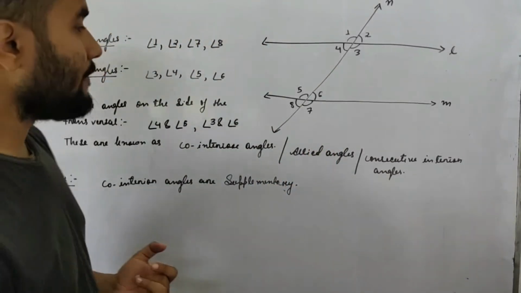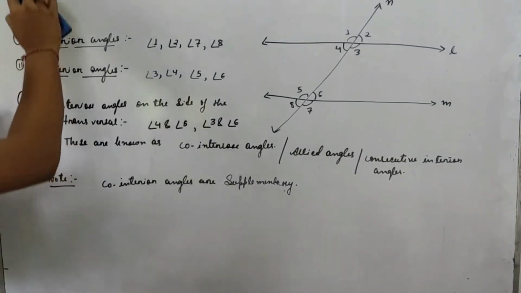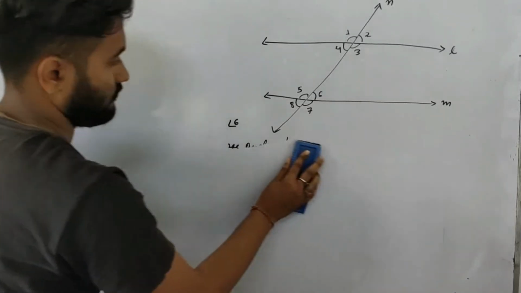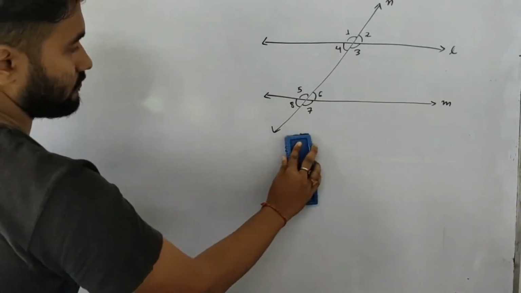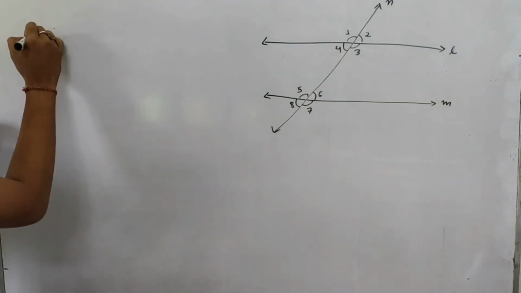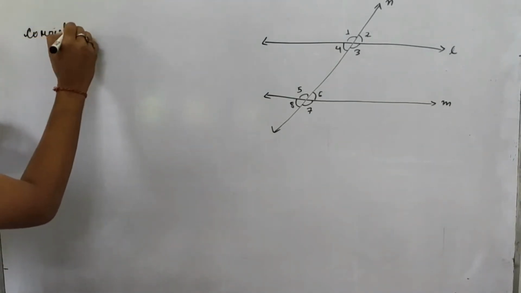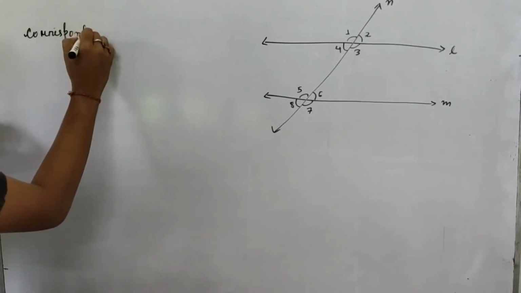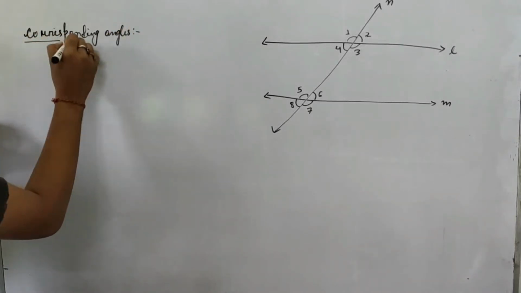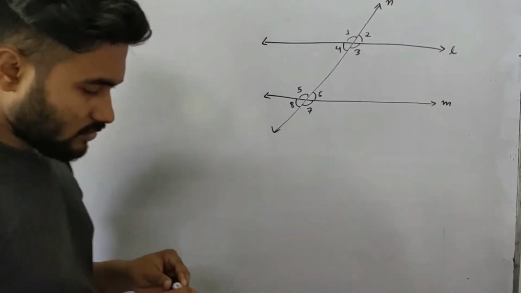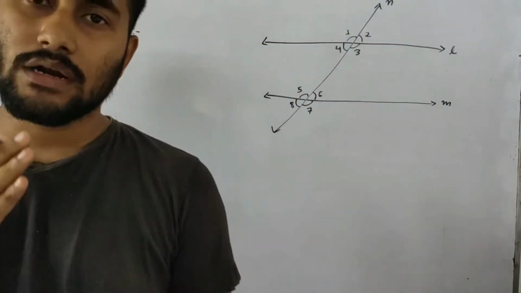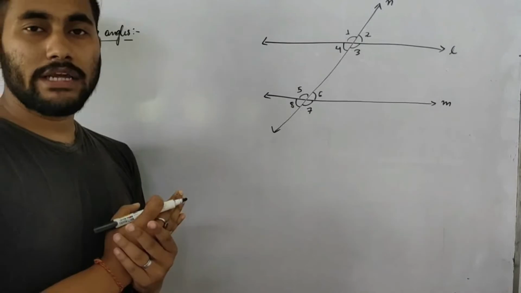Okay, so now we will move to the most important angles about this exercise, that is alternate angles and corresponding angles. At first, say corresponding angles. Okay, so what will be the corresponding angles? Remember, corresponding angles will be equal and alternate angles will also be what? Equal.